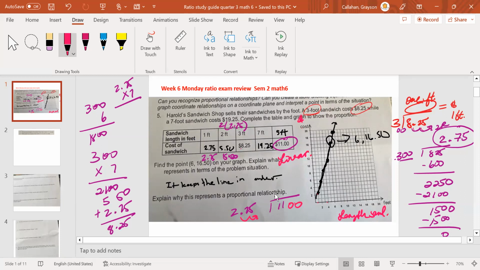Explain why this represents a proportional relationship. Remember in the video I did before, I told you that 1 foot is $2.75. So every foot after that, you will add $2.75 for every single foot, right? So that number is not going to get higher or lower. It's going to be consistent.